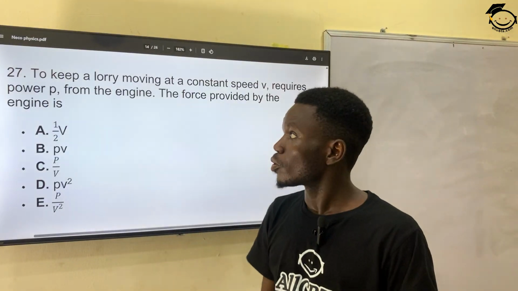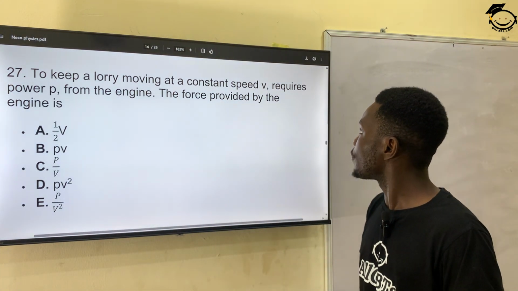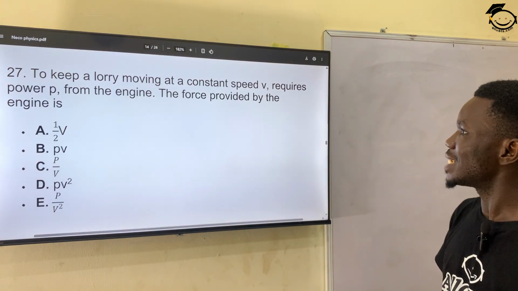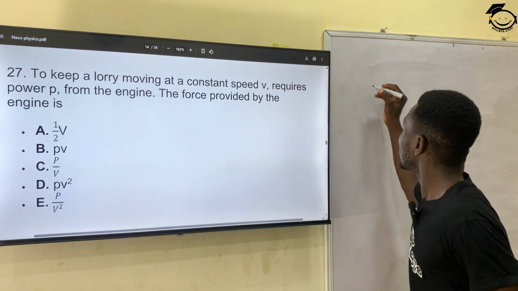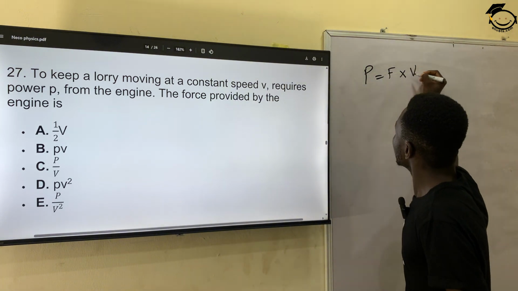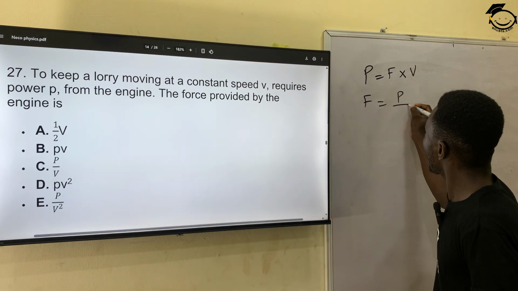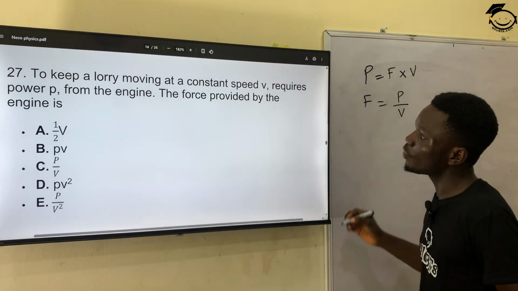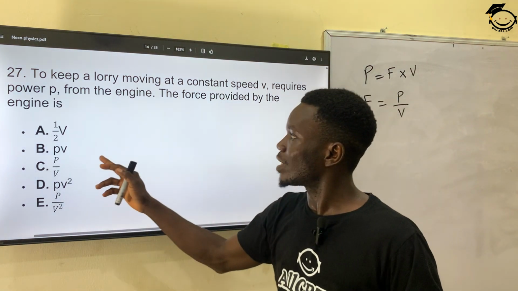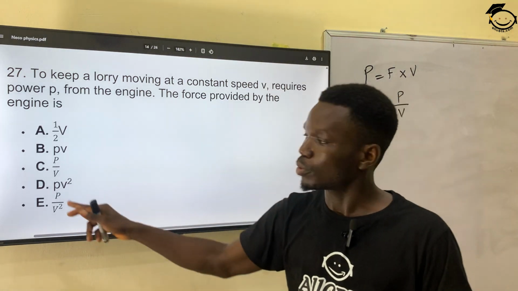Option A. So question number 26 says, to keep a lorry moving at a constant speed V requires power P from the engine. The force provided by the engine is dash. And we know that power is force times velocity. And if power is force times velocity, this means that force is power over velocity. So the force provided by the engine is the power of the engine over the velocity, or the constant speed of the lorry, which is option C.